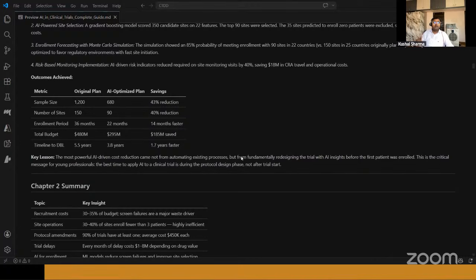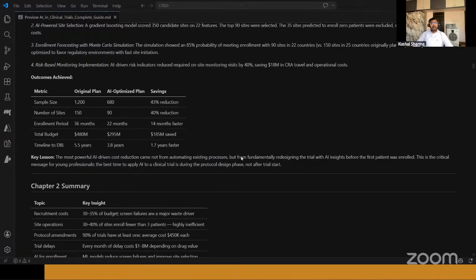Number of sites originally 150, AI-optimized 90, a 40% reduction. Enrollment period 36 months, AI-optimized plan 26 months, 14 months faster. Total budget $480 million, AI-optimized plan $295 million, $185 million saved. Timeline to DBL 5.5 years and here 3.8 years under the AI-optimized plan, 1.7 years faster.